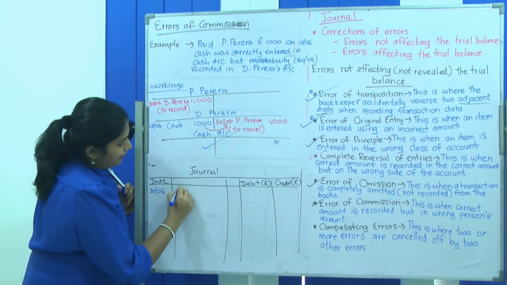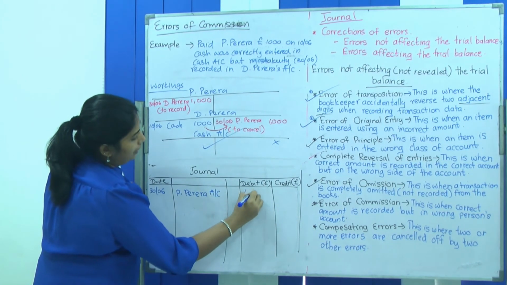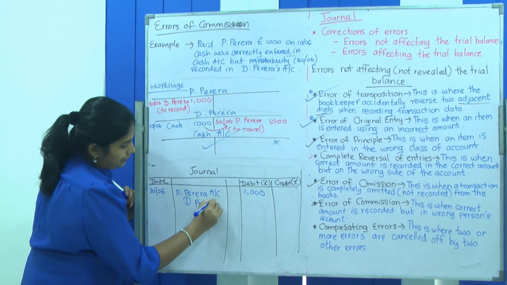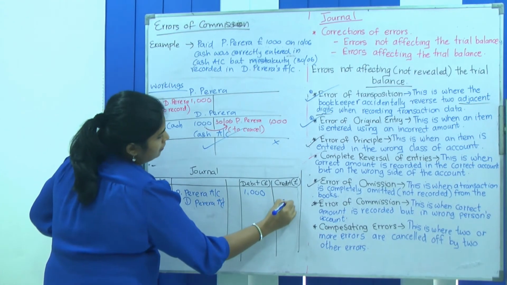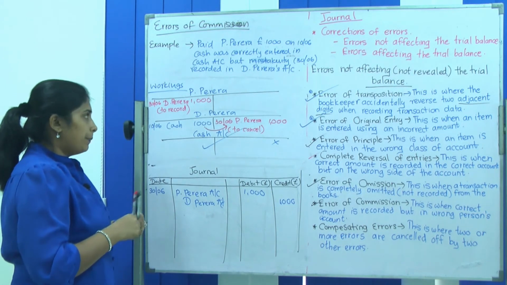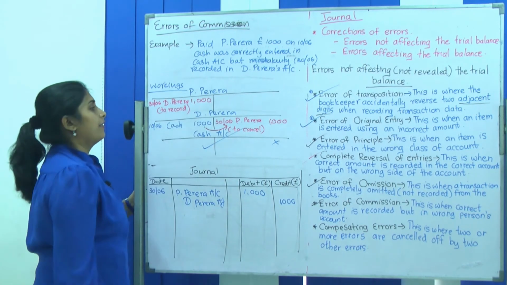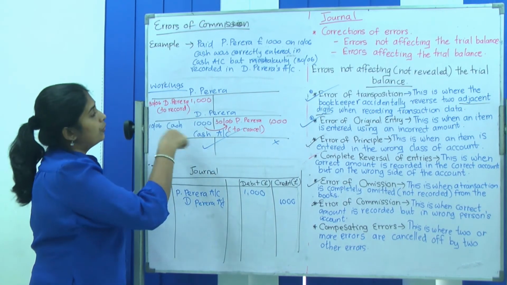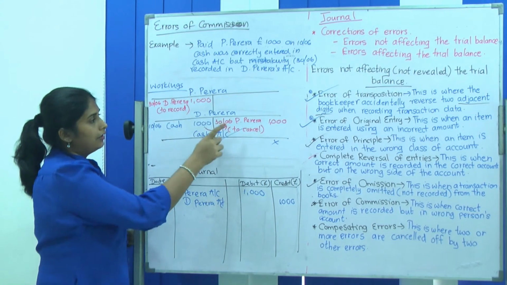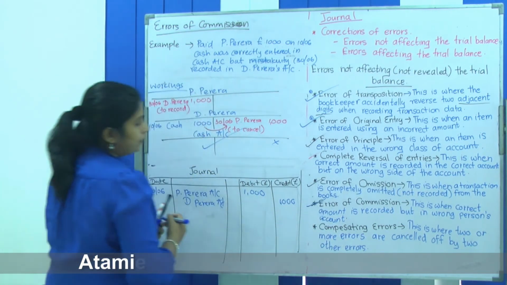P. Pereira, to enter correctly, P. Pereira's account was debited by 1,000, and to cancel, D. Pereira's account was credited by 1,000. So the business paid P. Pereira. The cash entry was recorded correctly, but instead of P. Pereira, they recorded it in D. Pereira. So to correct the error, P. Pereira was debited by 1,000 and D. Pereira was credited by 1,000. That is an error of commission.